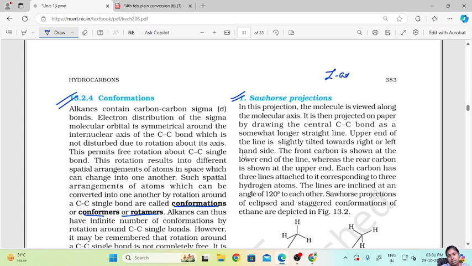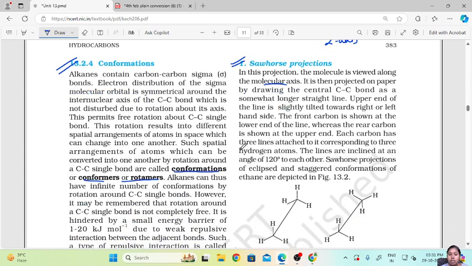Your z axis is considered to be your molecular axis. Now it is projected on paper by drawing a central C-C bond as a somewhat longer straight line. So in Sawhorse projection, there is a 3D model in which you take the C-C bond and arrange it in such a way that, when you show it on a 2D paper, you show the carbon-carbon bond as a somewhat long and straight line.